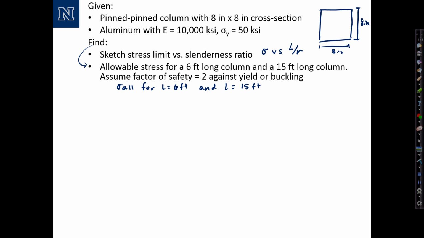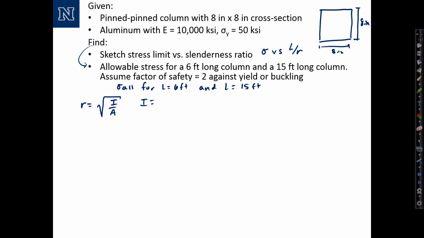Okay, so to start with, notice I want to plot sigma versus L over R, L being the length, which in this case can vary, and R being the radius of gyration. R equals square root of I over A. So R is a fixed property of the cross-section and doesn't vary once we determine the cross-section properties. So we'll go ahead and compute R.